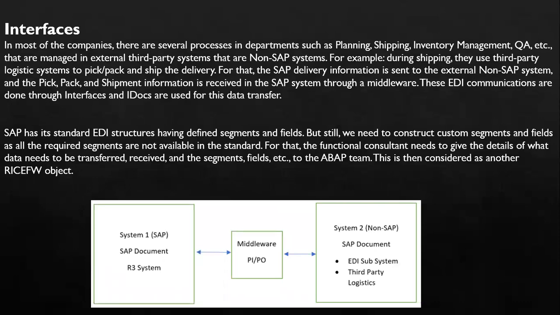The next is interfaces. In most of the companies, there are several processes in departments such as planning, shipping, inventory management, QA, quality assurance, etc., that are managed in external third-party systems that are non-SAP systems. For example, during shipping, they use third-party logistics software to pick and pack and ship the delivery. For that, the SAP delivery information is sent to the external non-SAP system, and the pick, pack, and shipment information is received in the SAP system through a middleware. These EDIs and external data interface communications are done through interfaces, IDOCs, and IDOCs are used for the data transfer.